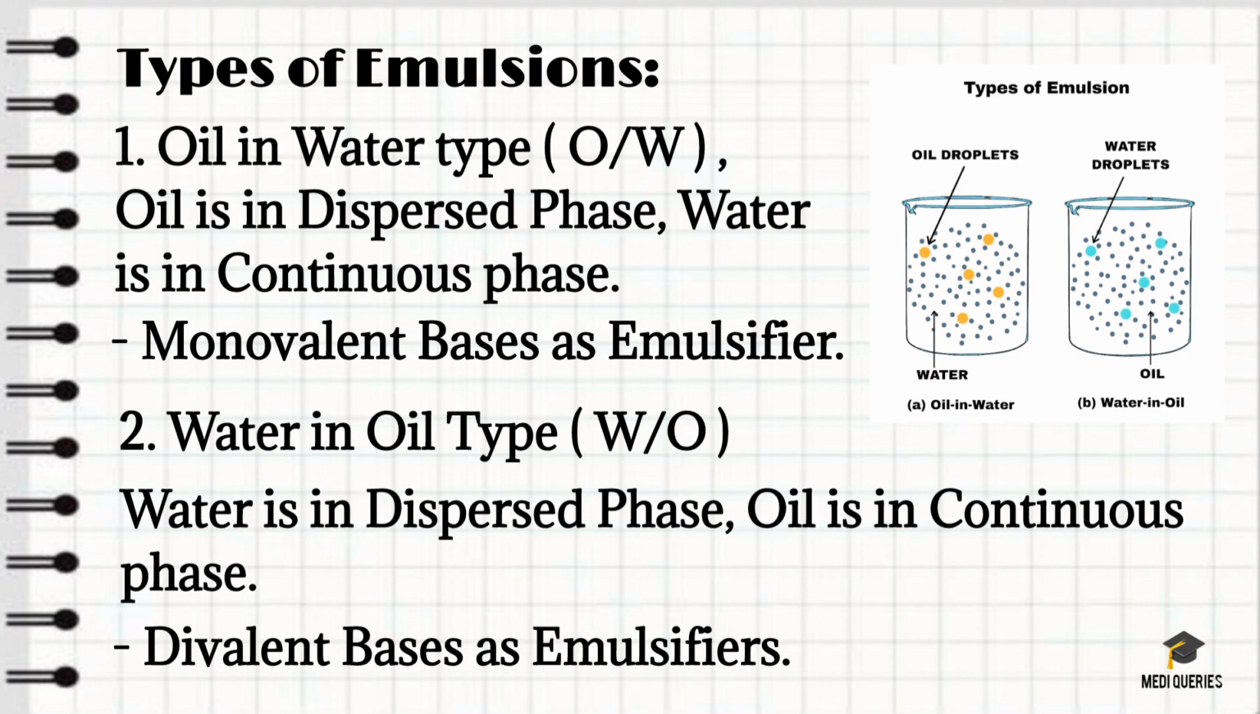Whereas in case of water in oil type emulsions, the water is in the dispersed phase whereas oil is in the continuous phase. The wool fat, resins, beeswax and soaps from the divalent bases like calcium, magnesium and zinc are used as emulsifying agents. The W/O type emulsions are mainly used externally as lotions or creams. So these are the various types of emulsions.